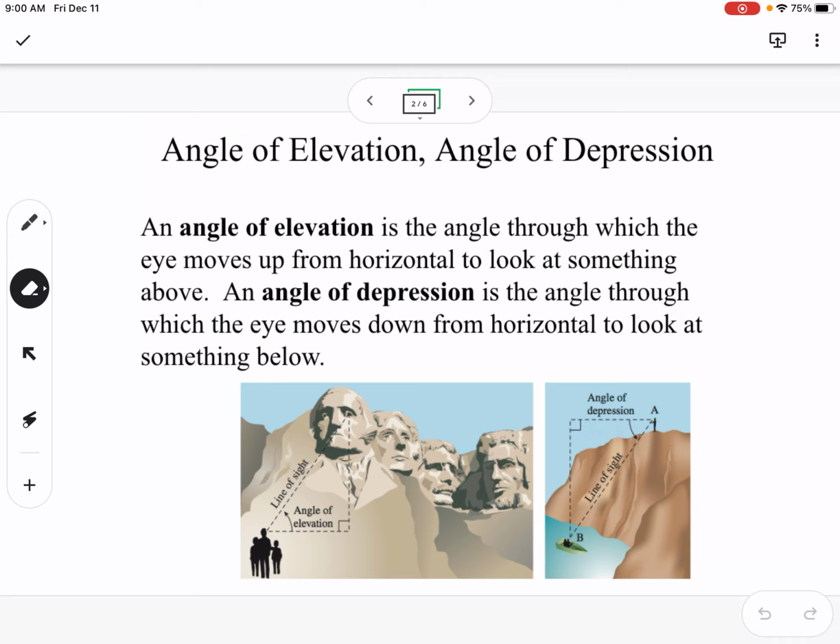So, angle of elevation and angle of depression. Angle of elevation is if you're looking out horizontally and measure upward from that horizontal to your line of sight. If you're looking out horizontally and measure down from that horizontal, that's angle of depression. It's important to understand the difference so that when you're drawing your triangles and setting up your problems, you correctly draw the picture so that you get the right answer.